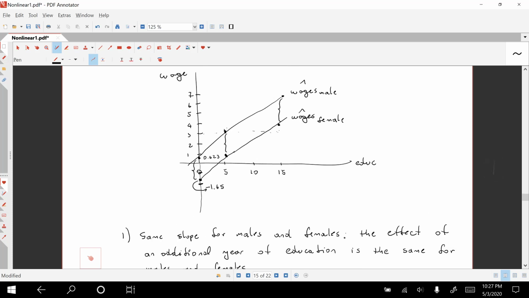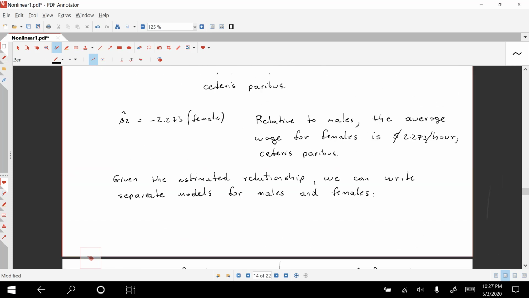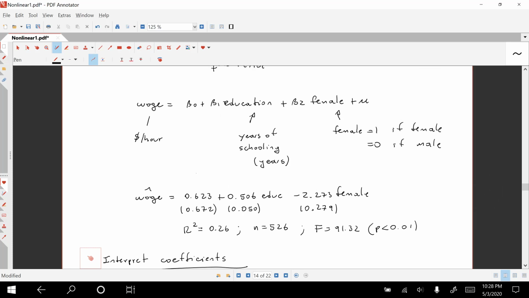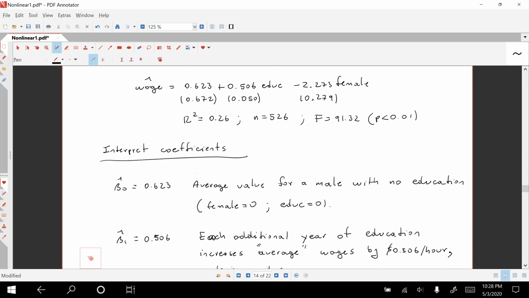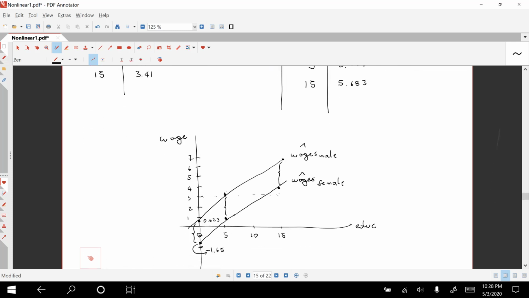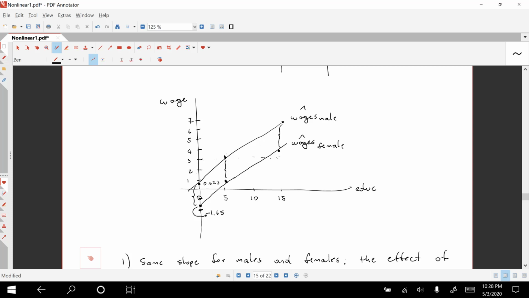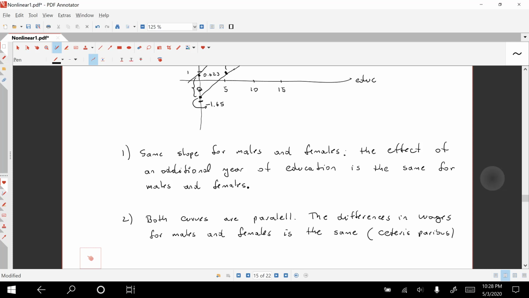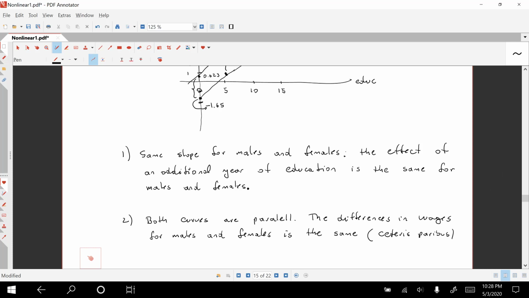Okay, the other thing, as you can see here, from that very simple model, a model with only one quantitative and one qualitative variable, is that it's a lot of information that we're able to generate with this type of model. From this model, we were able to draw 2 different lines, one for males and one for females. The differences in wages for males and females is the same.